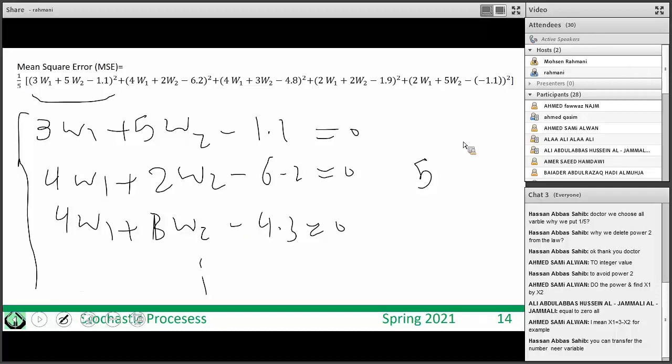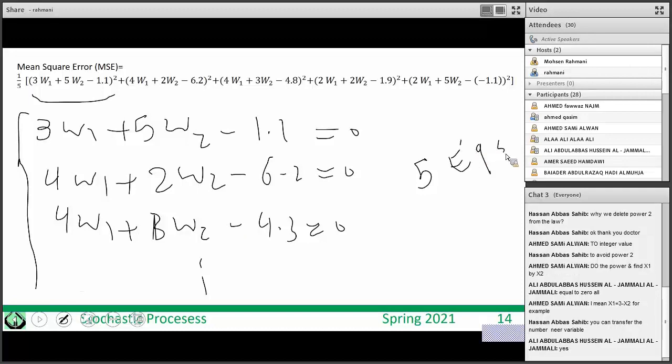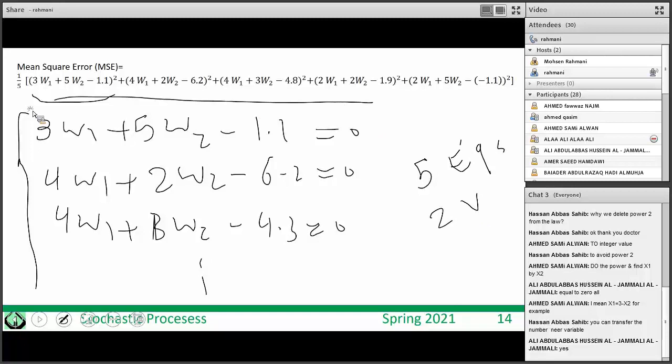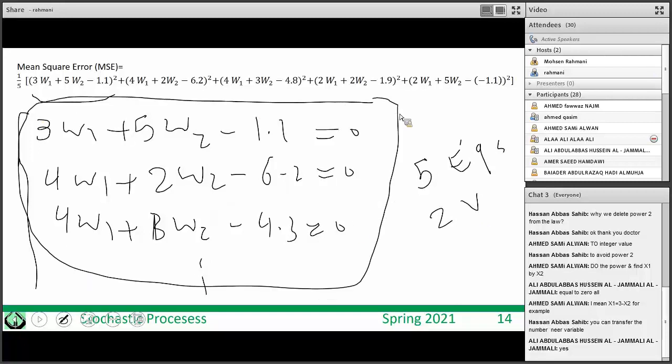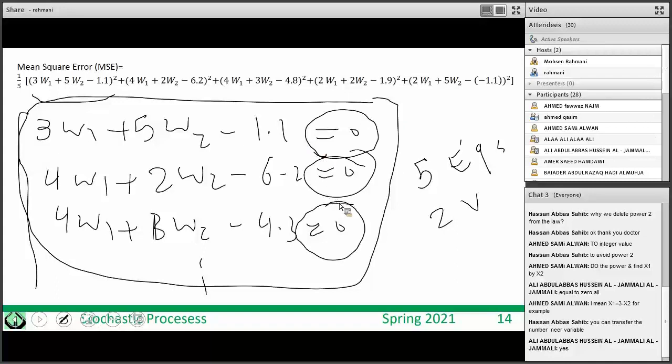You have 5 equations and you have 2 variables. You can't solve this. Okay, we can't solve this problem by this formula. This is not a solution because this is not exactly 0. This is close to 0.